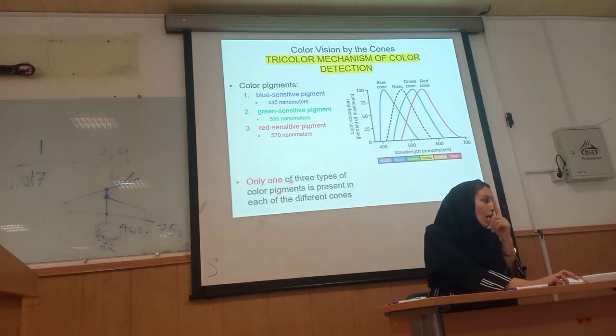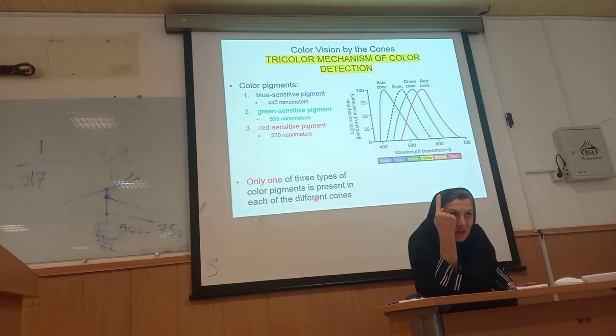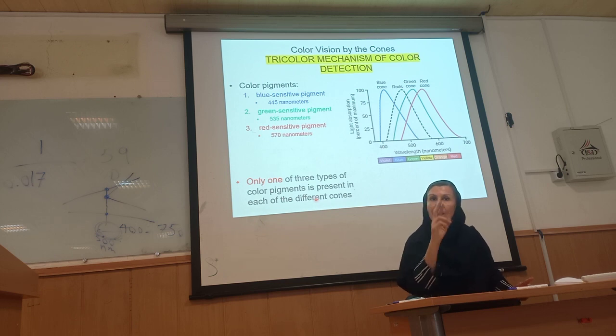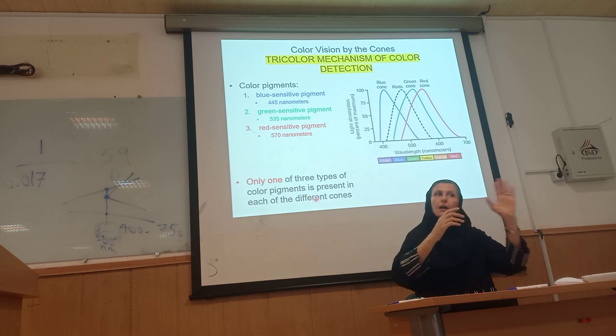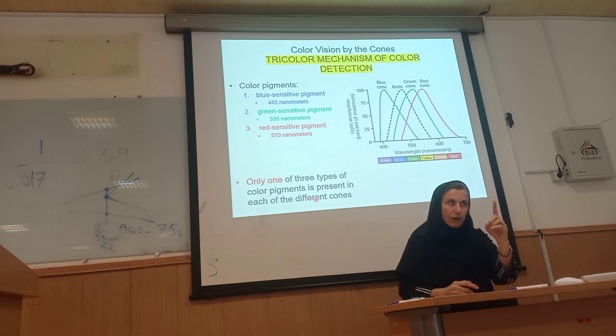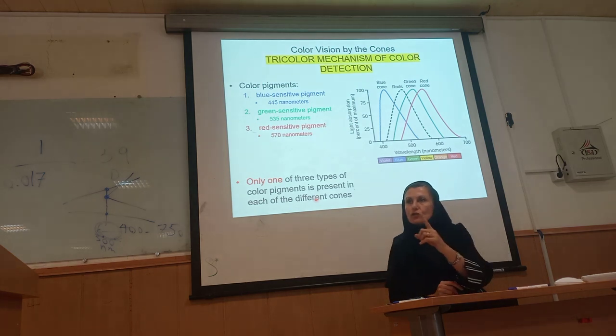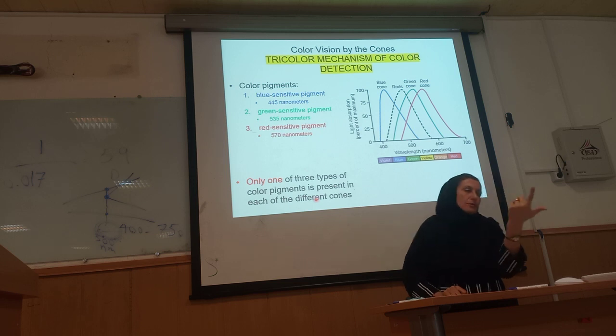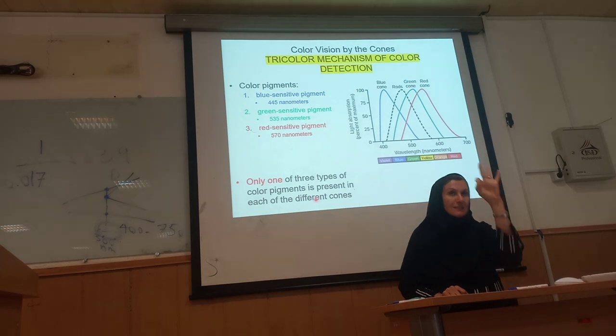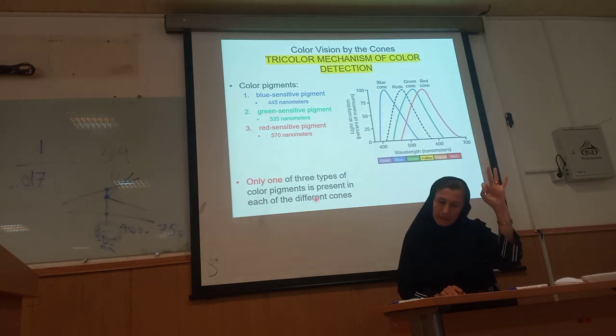Only one of these 3 types of color pigments is present in each cone. So in each cone we just have 1, not, for example, 2 or 3. Each individual cone has just one of them, blue or green or red. Okay? So we have 3 different kinds of cones.